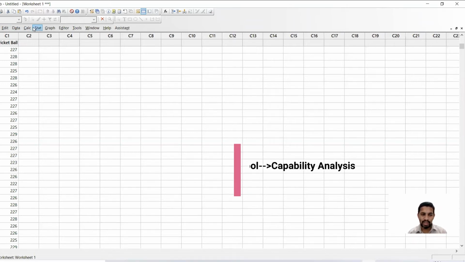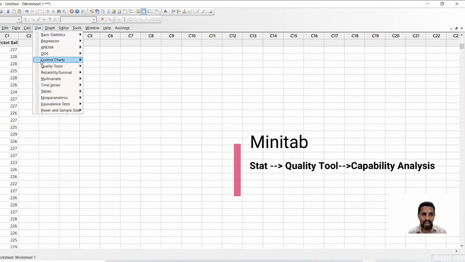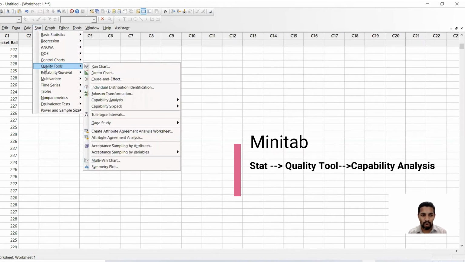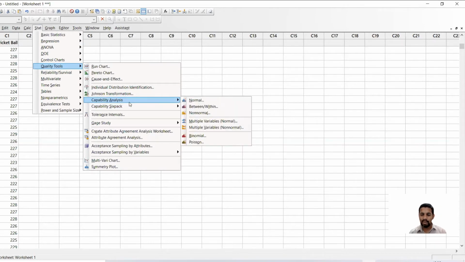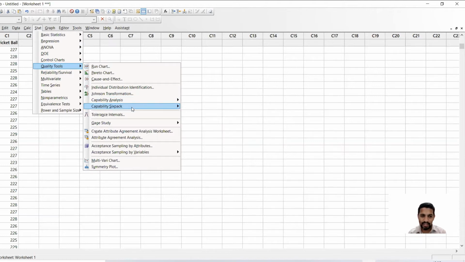So let's see how we can do it. Go to Stat, because all the statistical tools will be in the Stat menu. Then you have Quality Tools, and in Quality Tools you have Capability Analysis. Capability Analysis will give only the bell curve, but what we want is the six pack, right? Six charts we want, right? So we can just click Capability Sixpack, Normal.